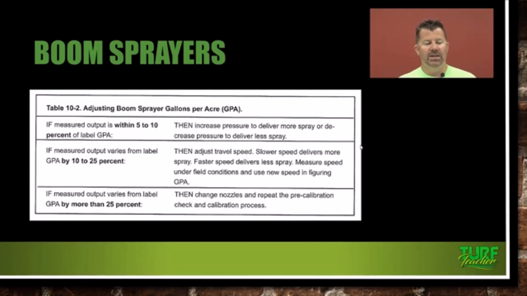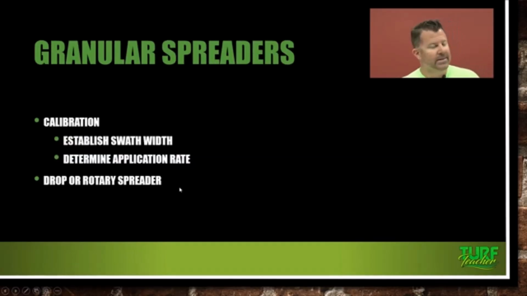If measured output varies from label GPA by 10 to 25%, then adjust travel speed. Slower speed delivers more spray. Faster speeds deliver less spray. Measure the speed under field conditions and use a new speed in figuring the GPA. If measured output varies from label gallons per acre by more than 25%, then change nozzles and repeat the pre-calibration check and calibration process. And you don't want to be spraying if it's 25% over anyway, guys. You're losing money big time.